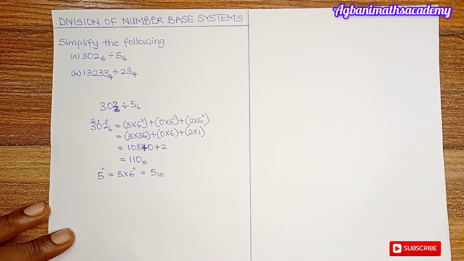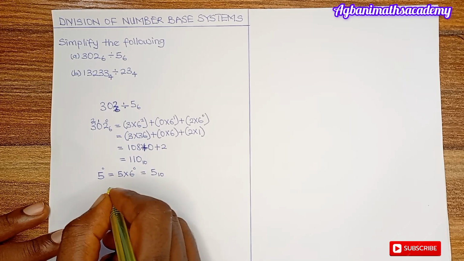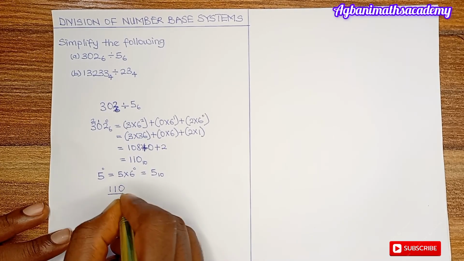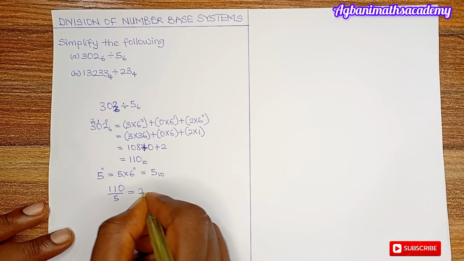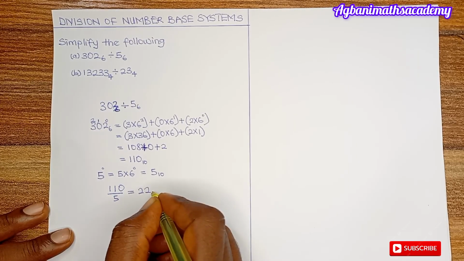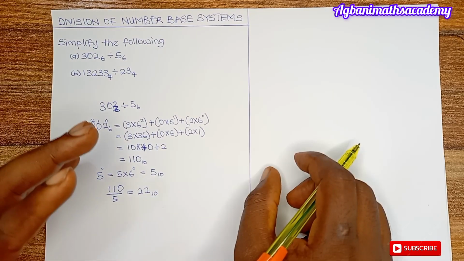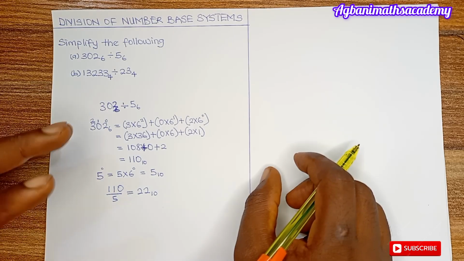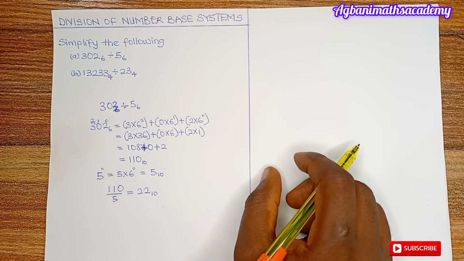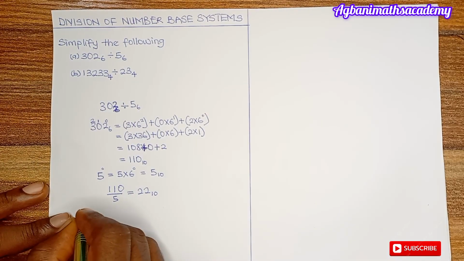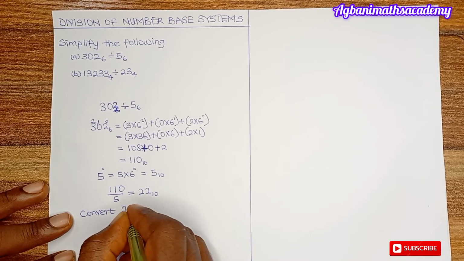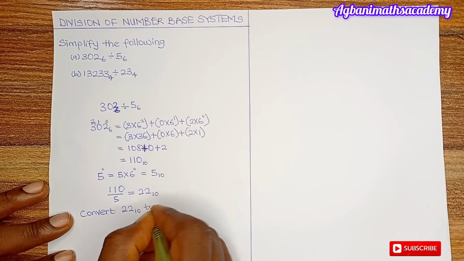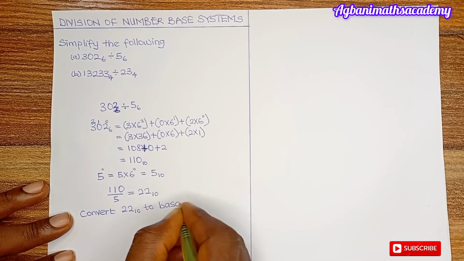So the next thing we're going to do is divide them. 110 divided by 5 will give us 22. So we have 22 base 10. We have converted to base 10, we have divided. So the next thing is to convert our answer back to base 6. So let's do that. Convert 22 base 10 to base 6.